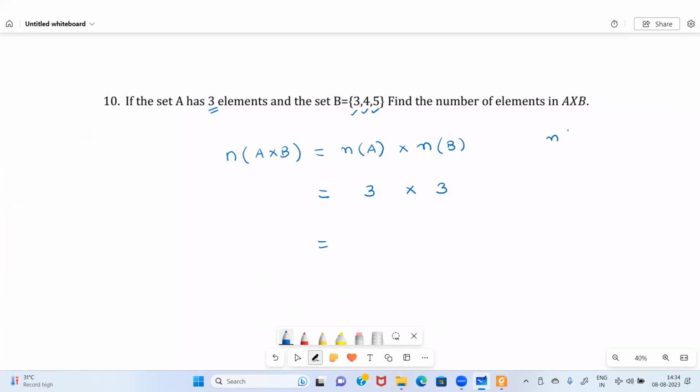So here it's already given. Number of elements in A is 3. And the set B is given as what? 3, 4, 5. Which means the number of elements in B is going to be 3 as well. So 3 into 3 is 9. Therefore, the answer to the 10th question is going to be 9. I hope it's clear, students.